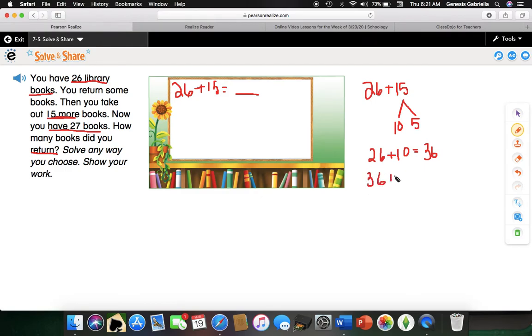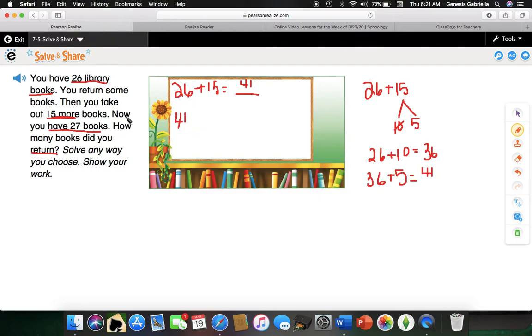And since I already added the 10, I'm just going to add 5. So plus 5, I can easily count on 5 ones. So 36, 37, 38, 39, 40, and 41. So 41 is my answer to the first part. Now the second part, let's figure this out. I already know I'm going to bring this whole down and put it here.